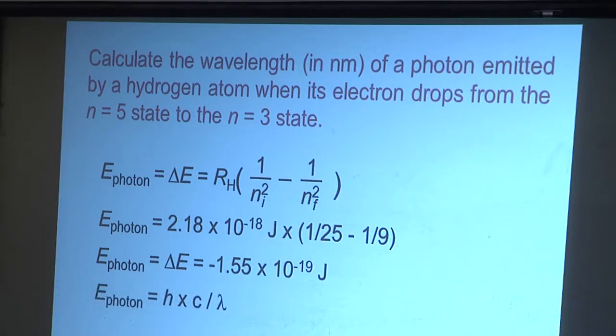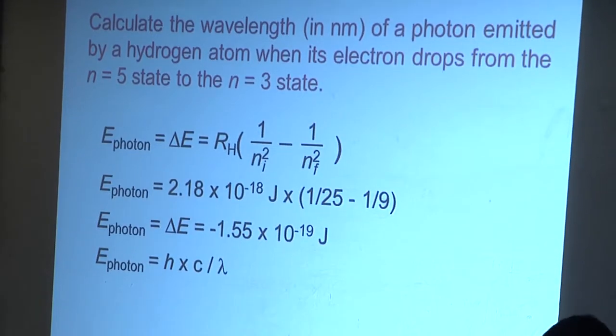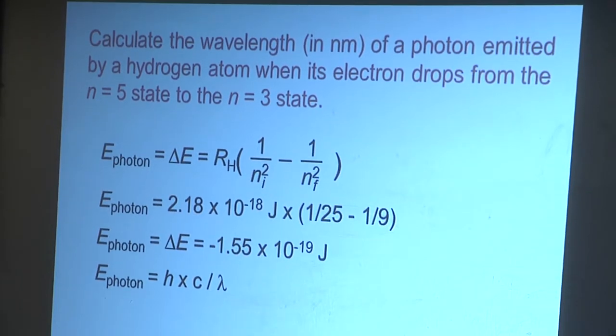Okay, so we need to find the wavelength because that's what the question asks for. And so E also equals hc over lambda. Right? Energy equals h nu or hc over lambda. Now we have a numerical value for the energy. So when we do this, we have to be careful here.